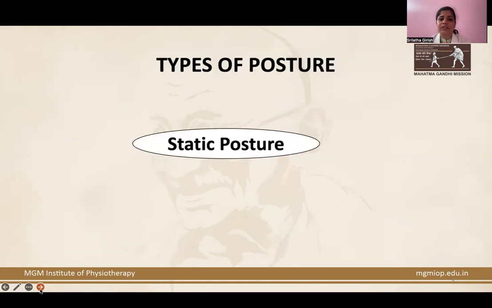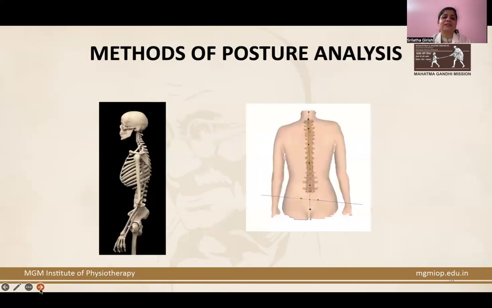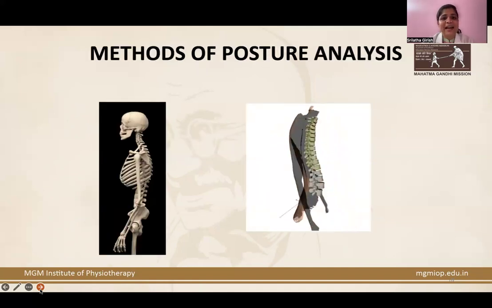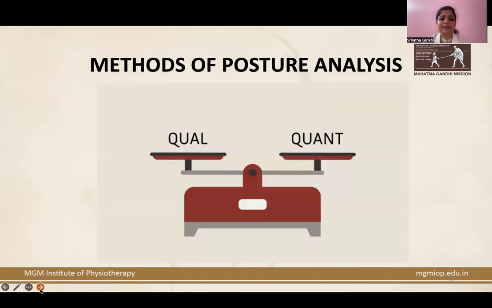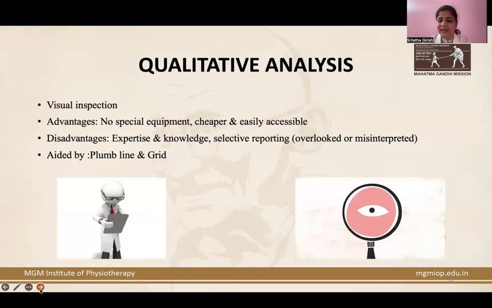Now, going forward, we will be mostly looking into the static postural analysis. Now, let's look into what are the different methods of a static postural analysis. Postural analysis methods have been categorized into a qualitative method and a quantitative method, both with their own advantages and disadvantages. Let's see the qualitative analysis.